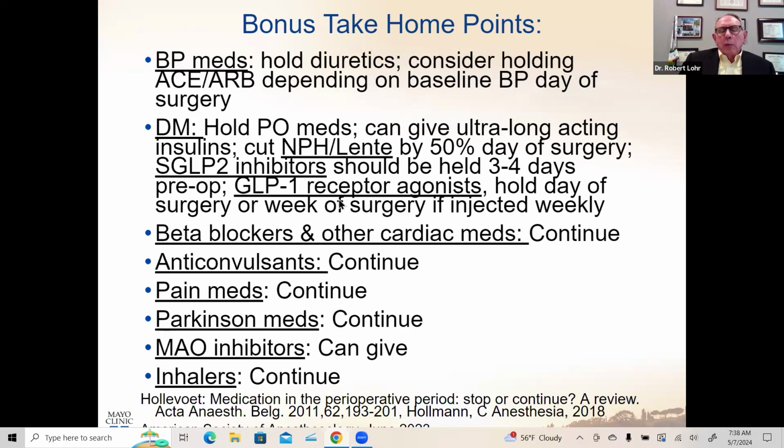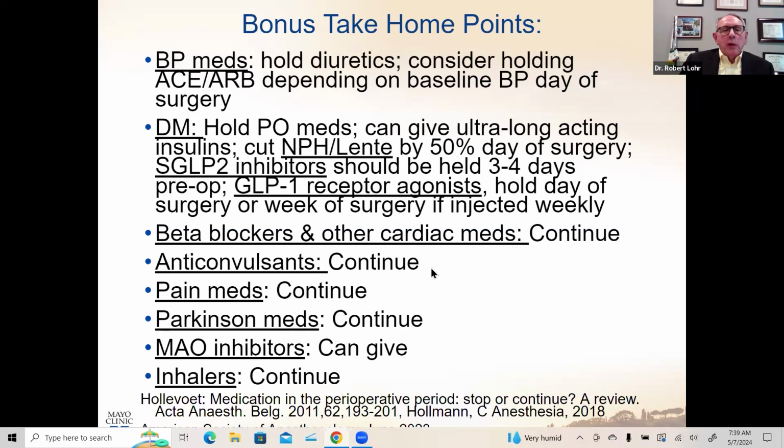If there's a question about something like this, where the patient does aspirate, they have pneumonia, they're on a ventilator, this is not something you want to put the patient at risk for. So I guess I would hold them. As I said, the diabetes is going to be managed with insulin in the immediate perioperative period, and the presence or absence of these drugs shouldn't make too much difference. Beta blockers and other cardiac meds should be continued. Anticonvulsants should definitely be continued.